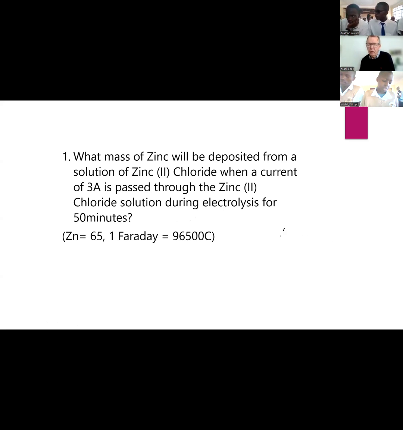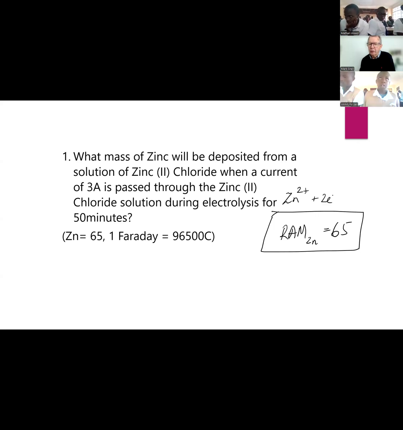So RAM of zinc is 65. Okay, that's another piece of information that you need. And because it's zinc, that's Zn2+ plus 2 electrons makes zinc. So those 2 pieces of information are really important.